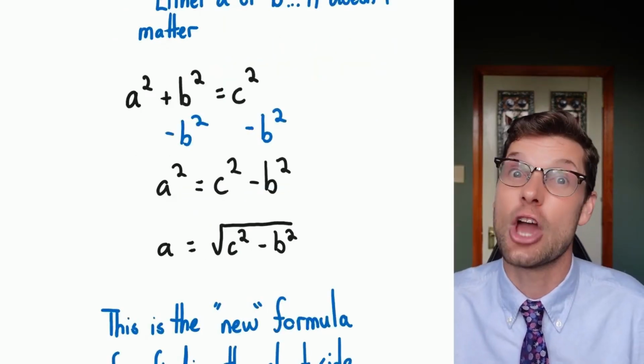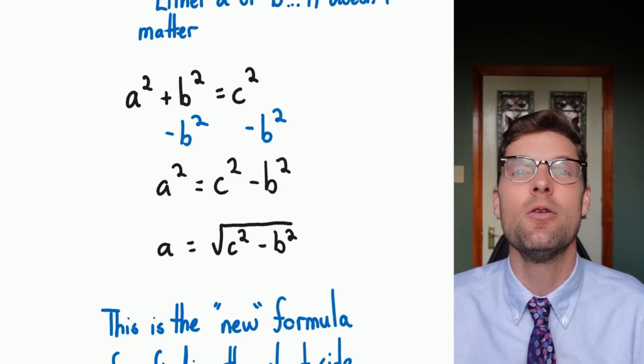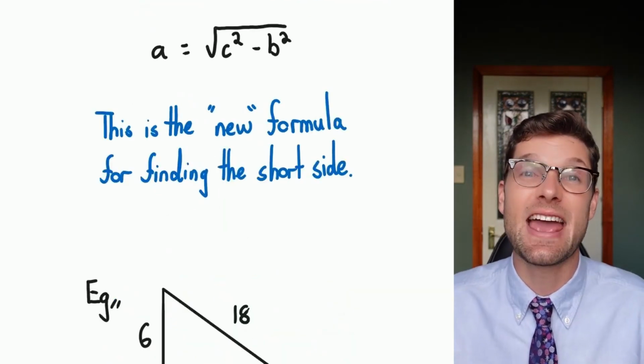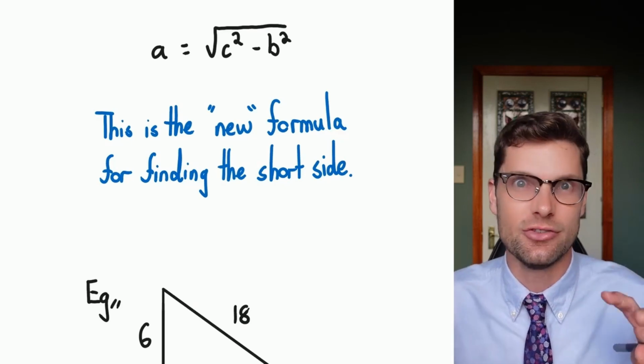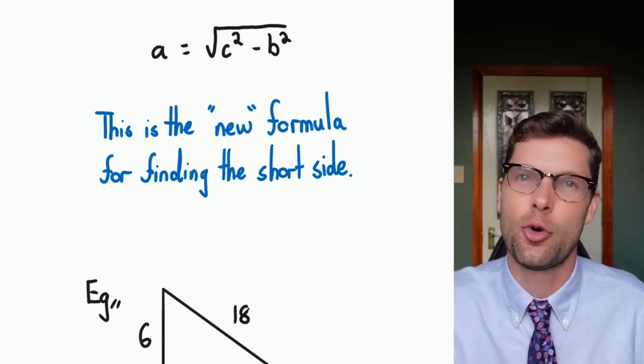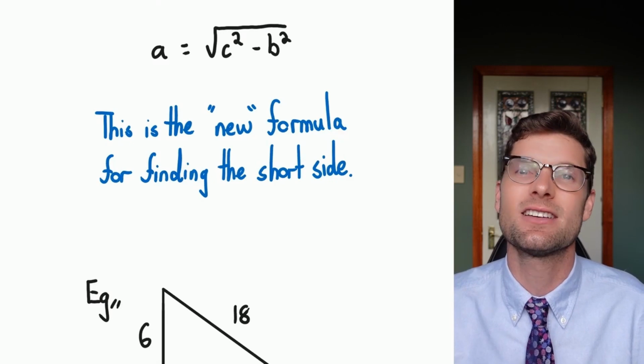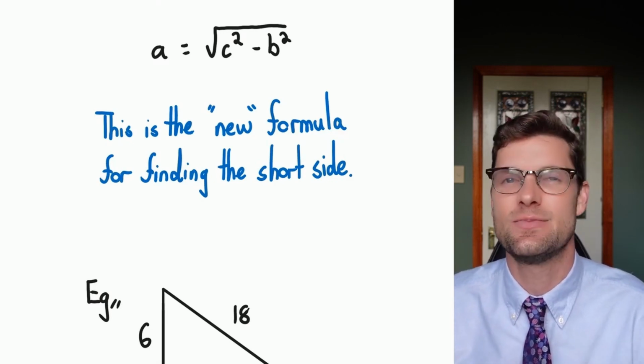That's actually got a lot going on. It's much easier when we start using numbers. So this is our new formula for finding the short side. The reason I've said new is because it comes from the first formula. We've just moved some stuff around to make sure that the short side is by itself.